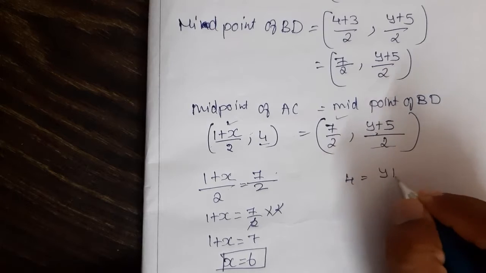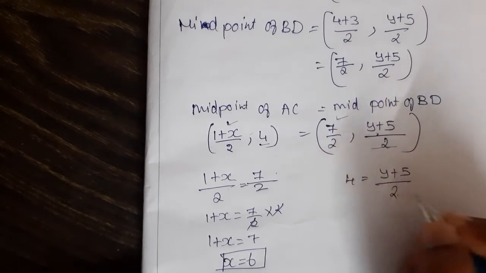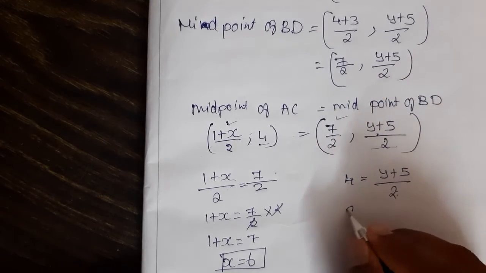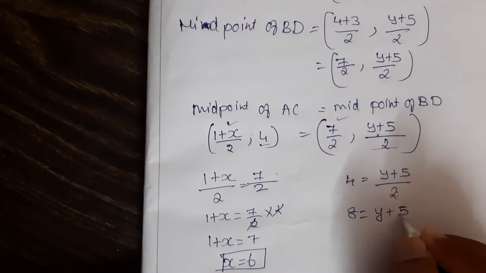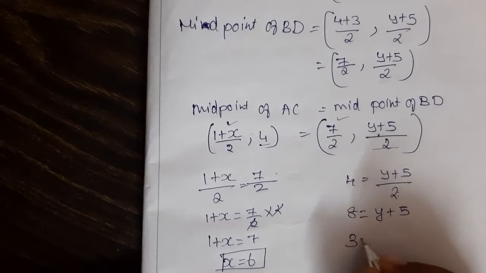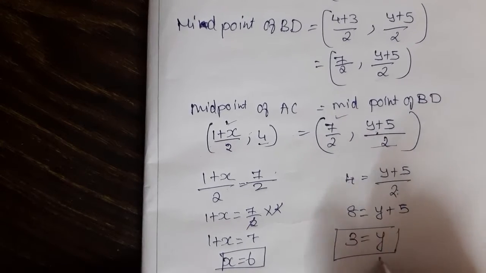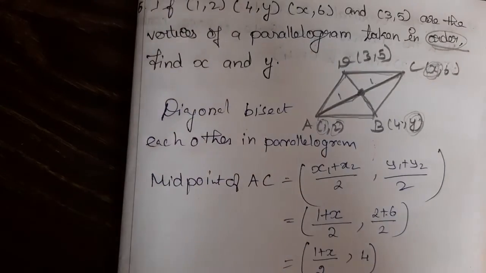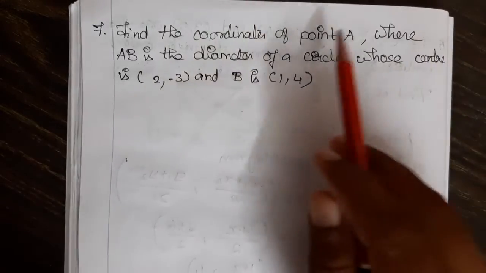4 is equal to y plus 5 by 2. If you bring the 2 to multiplication, 4 2s are 8. 8 is equal to y plus 5. If you bring the 5 here as subtraction, 8 minus 5 is 3. So 3 is equal to y. So the y value is equal to 3. That's what we had to find: x and y. Here we go for the next problem.